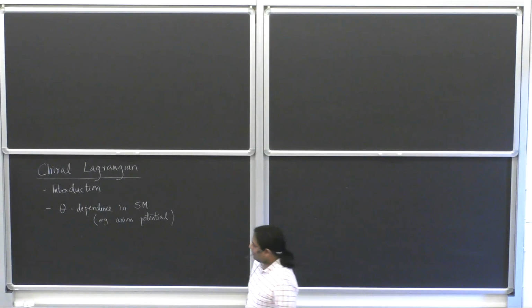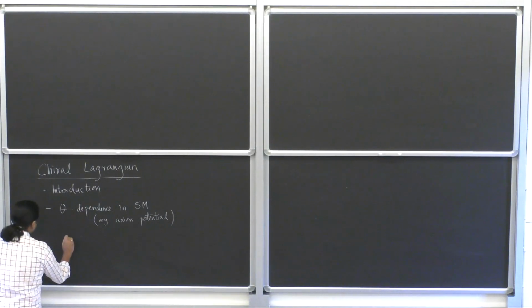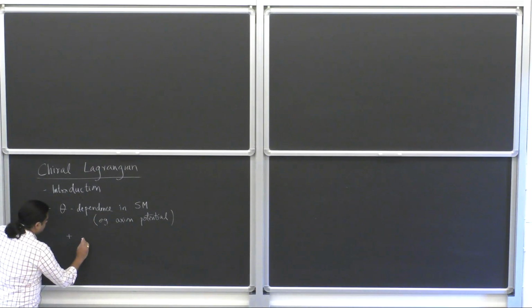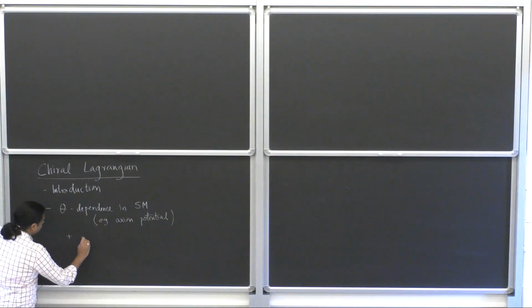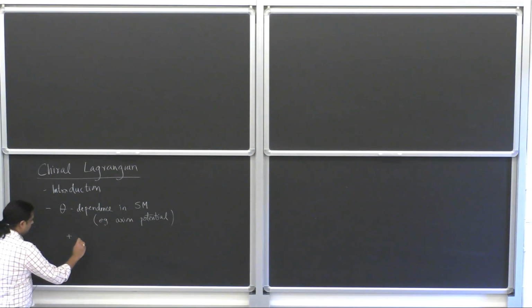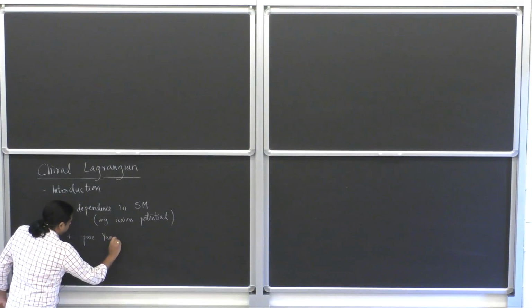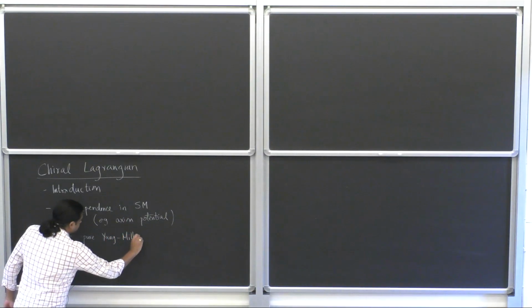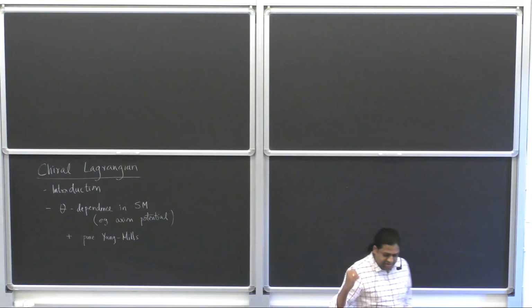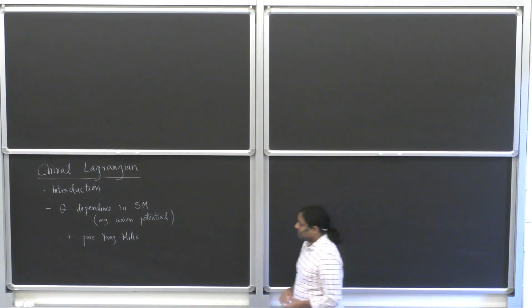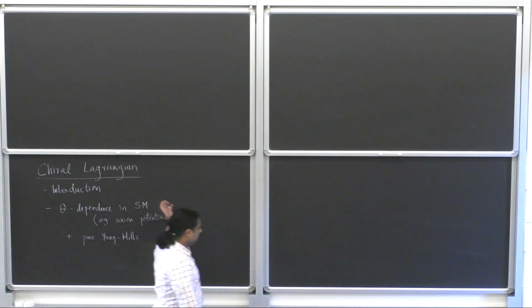We also would want to study the theta dependence of, let's say, pure Yang-Mills theories. The difference between the standard model and a pure Yang-Mills theory is the presence of light quarks. As we'll see, the presence of light quarks in the standard model lets us write down the chiral Lagrangian and gives us a handle to calculate theta.